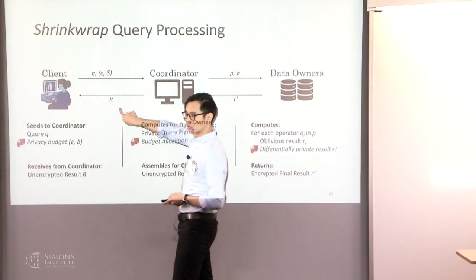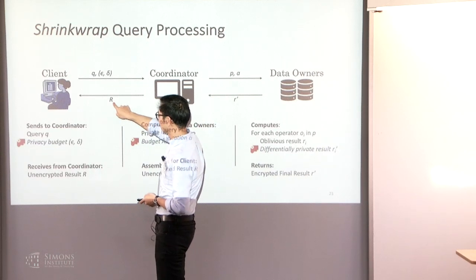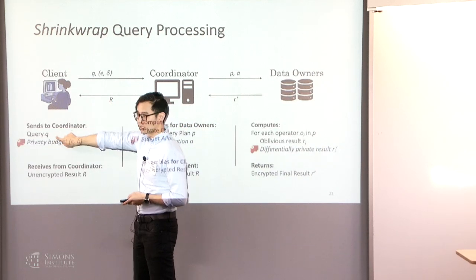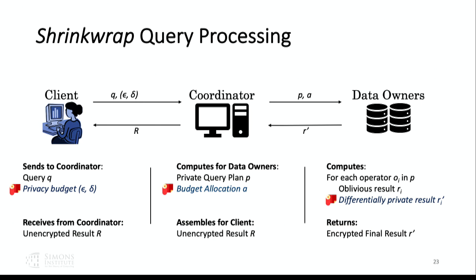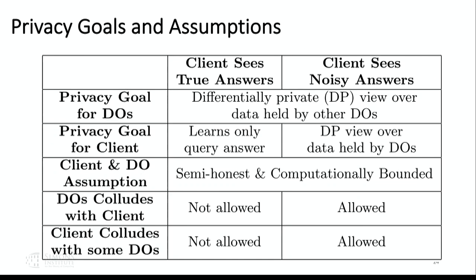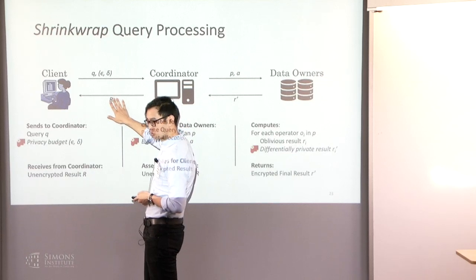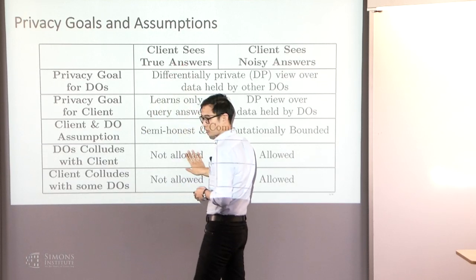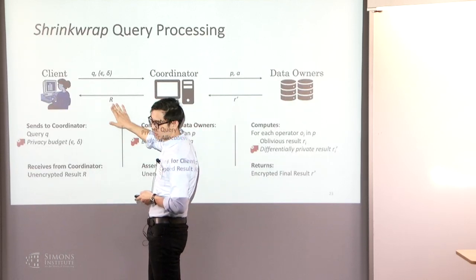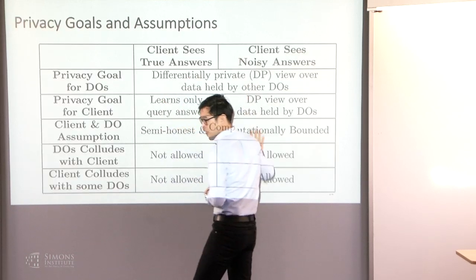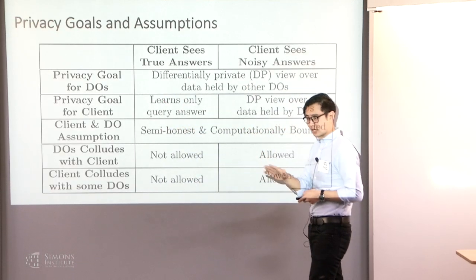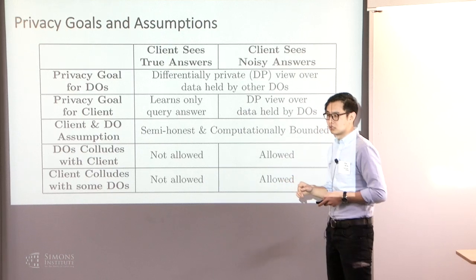So this R right here, is it going to be the true plaintext result of this query Q? Mm-hmm. Or is it going to be a noisy R? We handle both of these situations. If the database administrator decides we're going to release this exact true R, then these are the assumptions we'll have. And if they decide we're going to release a noisy version, then these are the assumptions we'll have. Hopefully that makes sense.